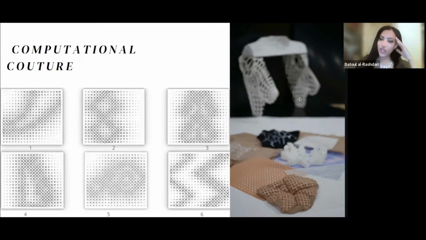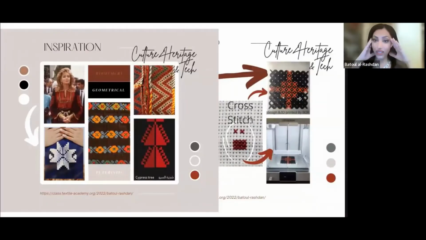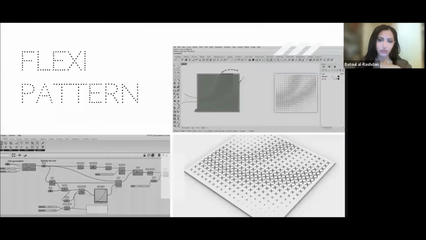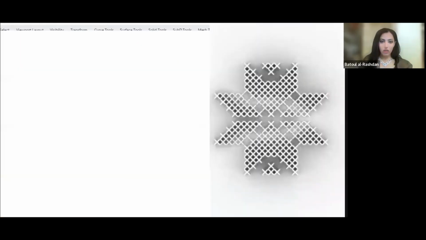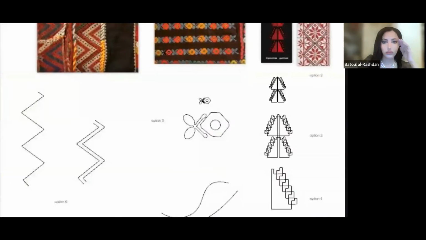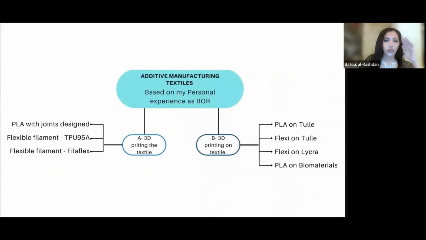At first, I started exploring printing the entire axis with PLA, which is a somewhat rigid material for those who don't know. And to print a textile, there's a missing slide. Okay, so usually in additive manufacturing, based on my personal experience, you 3D print a textile and you need at the end of the day to make it somehow flexible because you're wearing it, right?